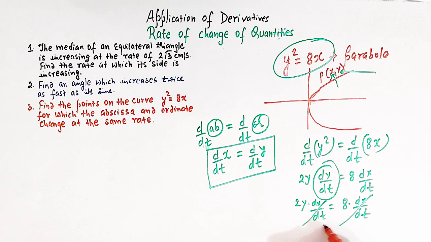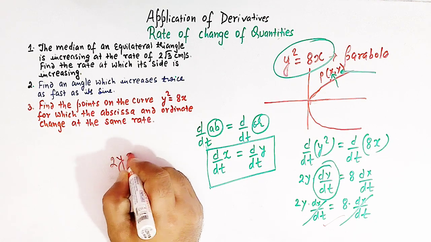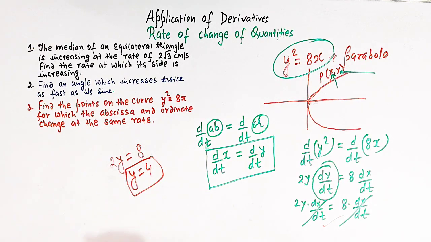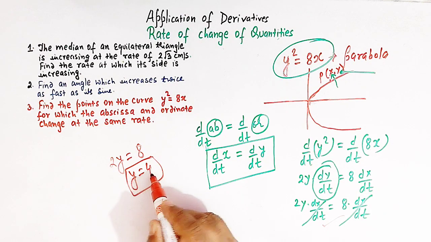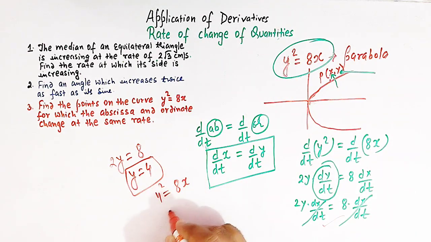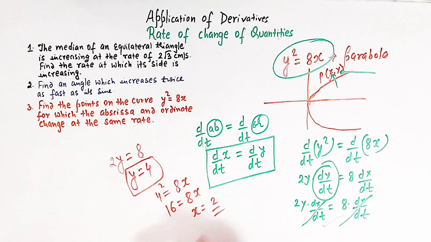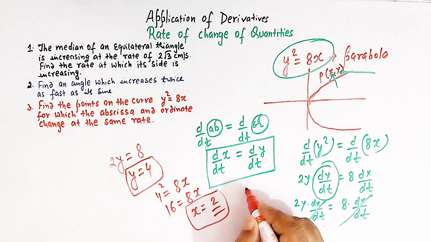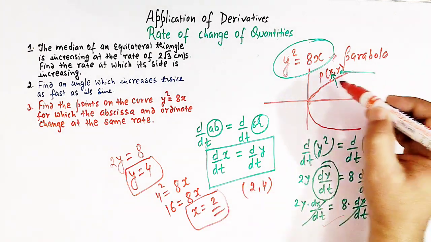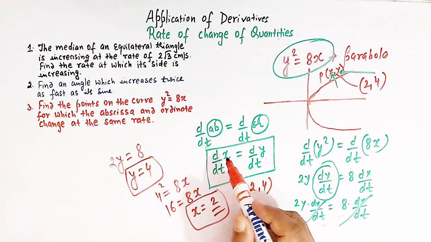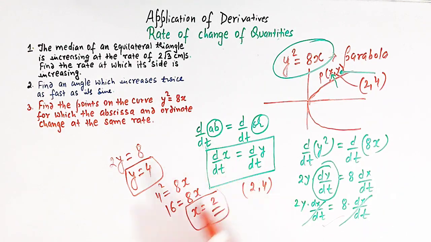So now from this equation we have 2y is equal to 8. So y is equal to 4. Now taking this y equal to 4 in this equation, we have 4 square is equal to 8x. So this is 16 is equal to 8x, and x is equal to 2. So we have the point 2 comma 4. So this point is 2 comma 4, for which the x coordinate changes at the same rate as the y coordinate.